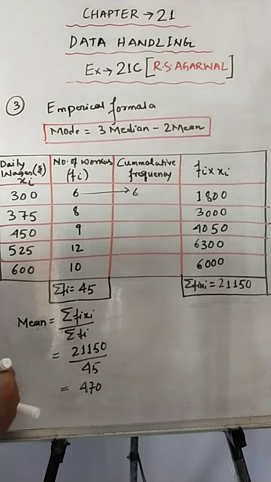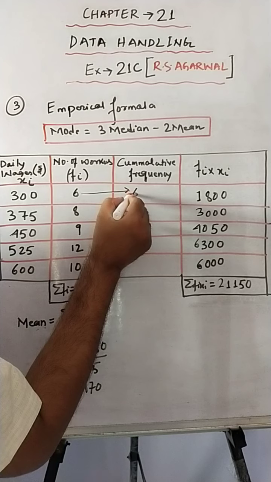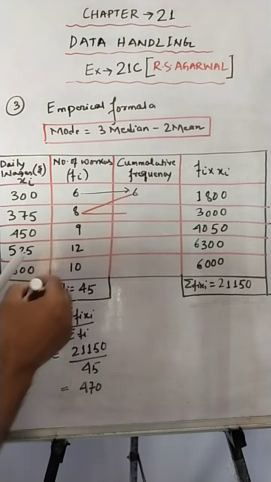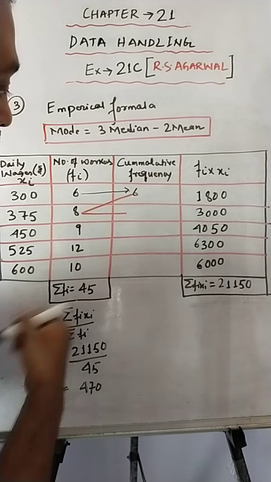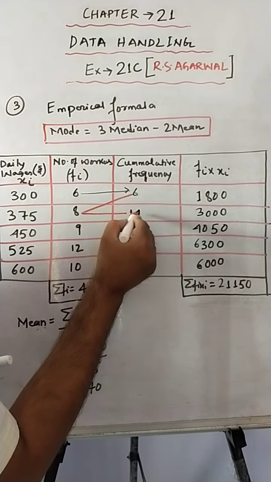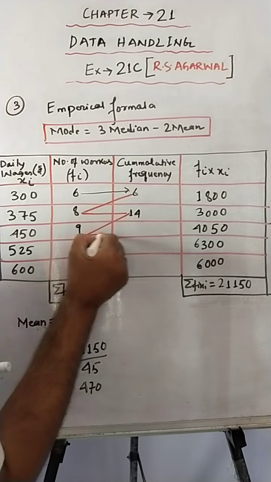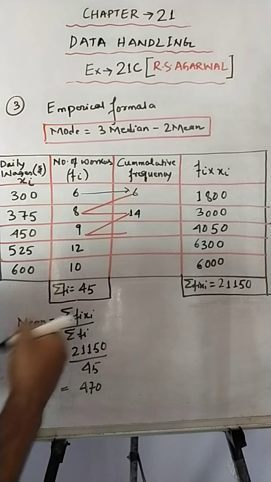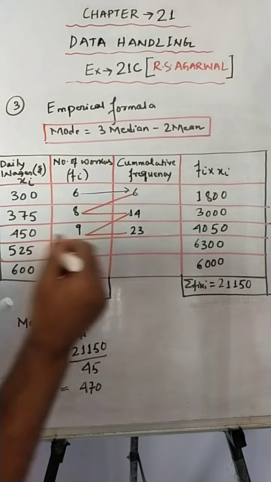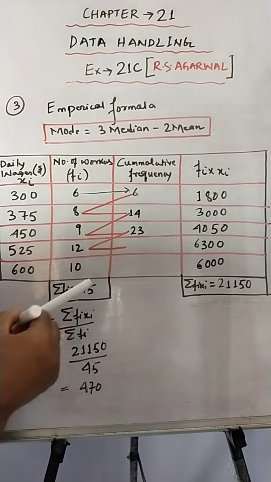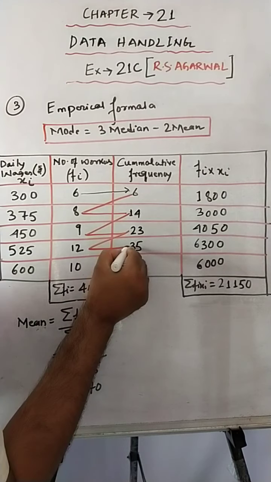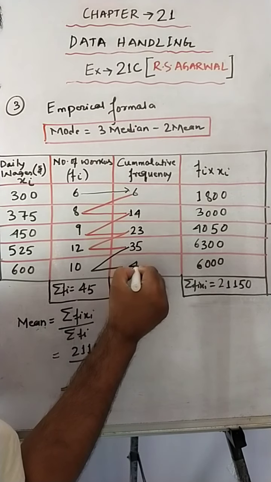Now from here you have to add this number with this number, students. That is 6 plus 8, and you put it here. 6 plus 8 is 14. Now again you add this number and this number and put it here. 14 plus 9 would be 23. Again you add 23 plus 12, and you will get the answer as 35. And again 35 and 10 you add and put it here, 45.